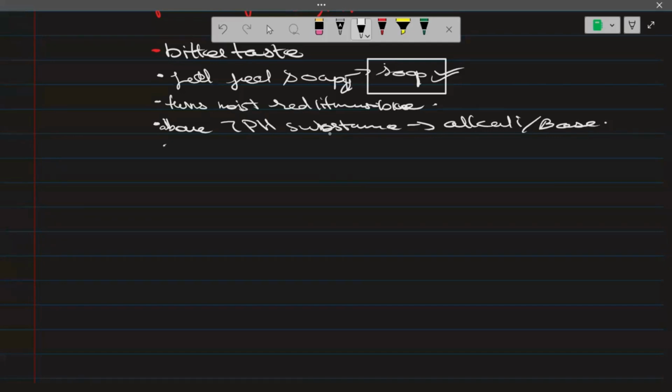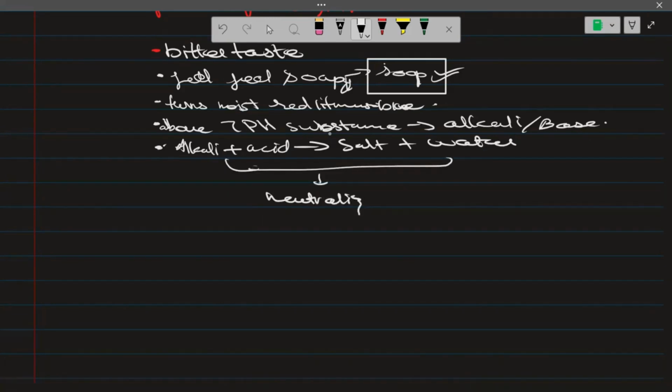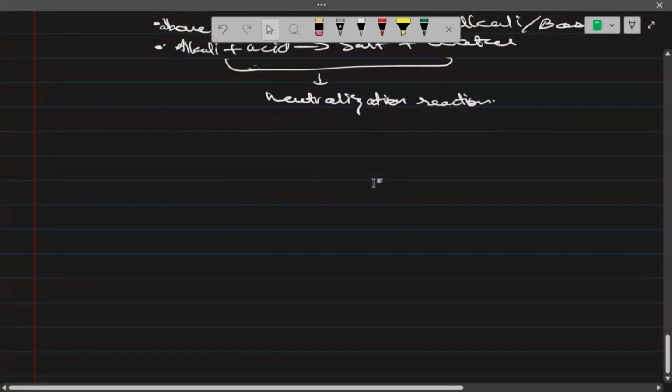Now the next property of an alkali or base is that when alkali reacts with acid, they form salt and water only. It means that when alkali reacts with acid, they form salt plus water. This reaction is also known as neutralization. This is the general equation for a neutralization reaction.